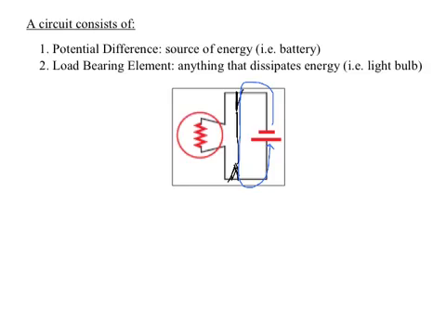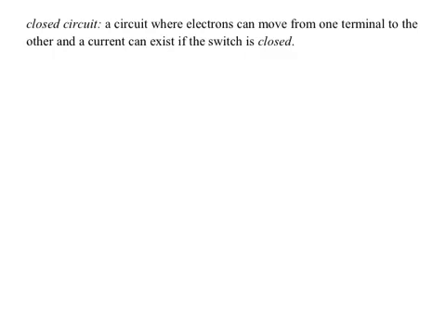All right, a closed circuit. We defined this already, just to have it in your notes, though. A closed circuit. All that has to happen for any closed circuit is that the electrons have to be able to move from one terminal to the other. A circuit could be closed without a resistor, and then it's a short circuit, like we said before.